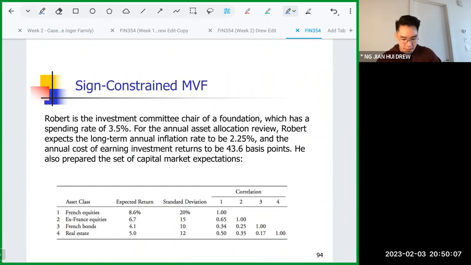Robert has this investment. He's an investment committee chair, which has a spending rate of this. So he has a spending rate of this. He knows annual inflation of this. Okay, so you have this annual cost of earning investment returns.